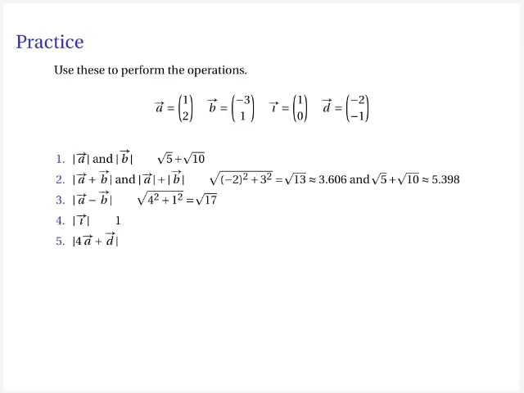Length of 4a plus d. So you find 4a plus d, and you take the square root of the x squared plus y squared. Length of 0. I mean, that's not a surprise.